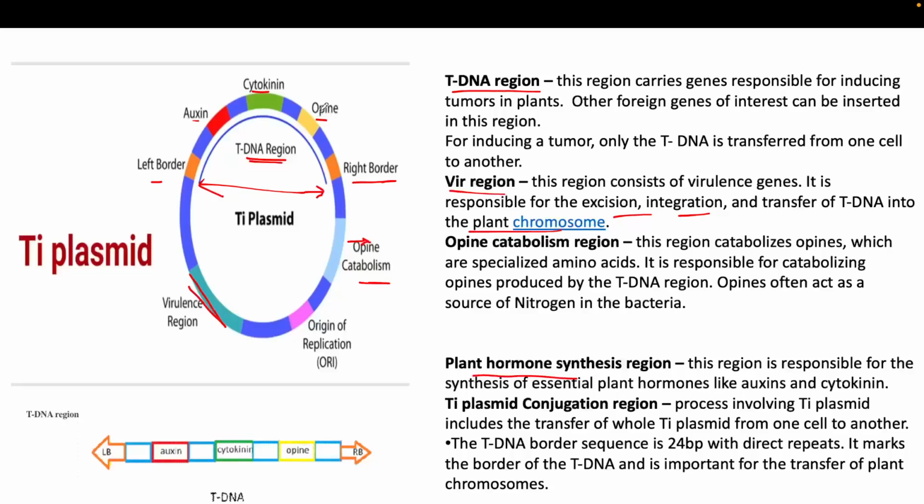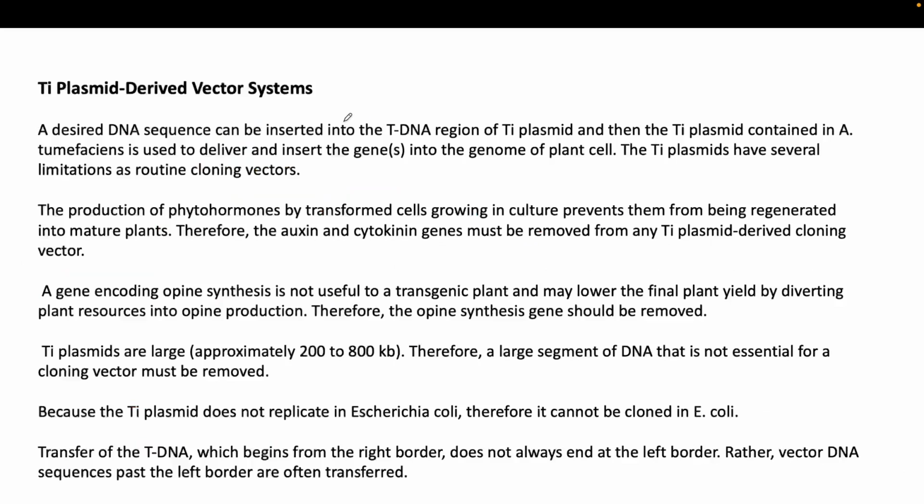The plant cell will also spend some energy to produce this opine gene product, which is not useful for the plant cell. It is useful for the Agrobacterium, the bacteria. So we don't want to spend much energy to synthesize it, and that's why we also have to remove the opine gene. Okay, along with auxin and cytokinin, we have to remove the opine gene also.